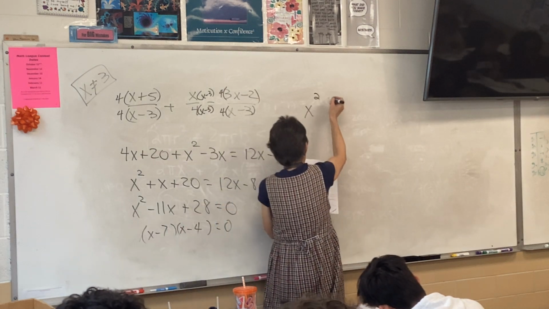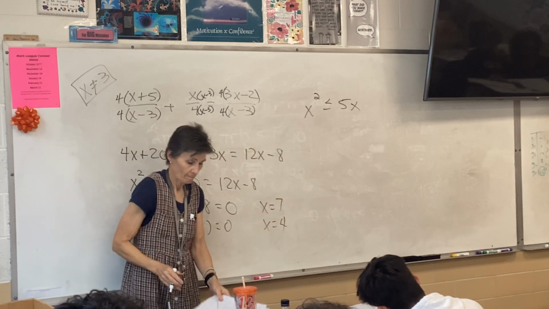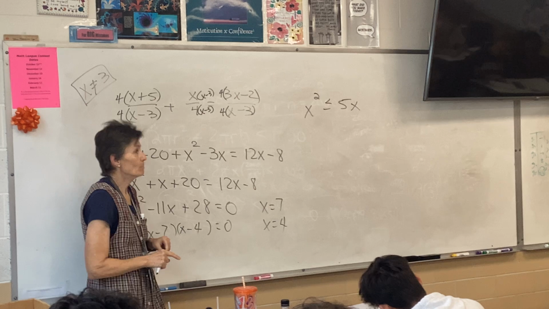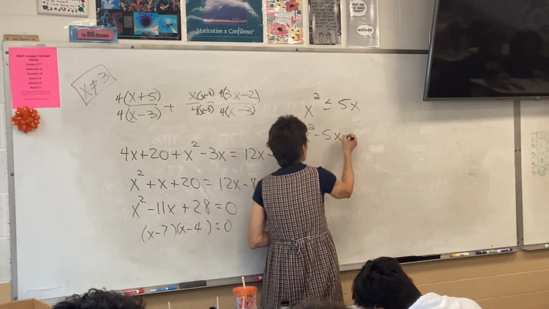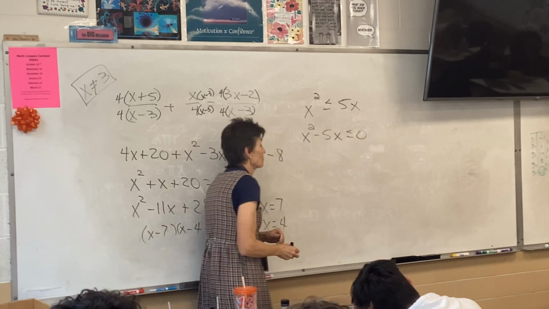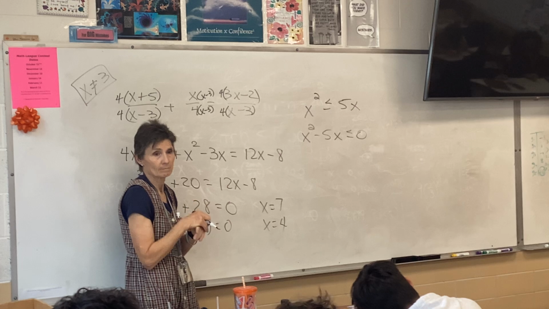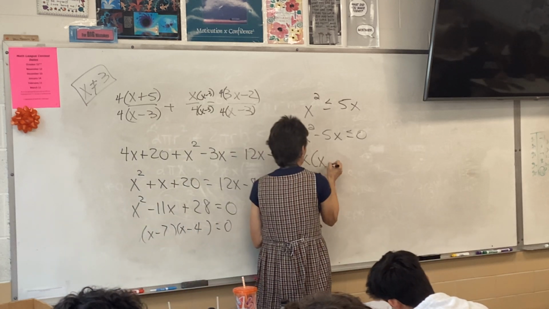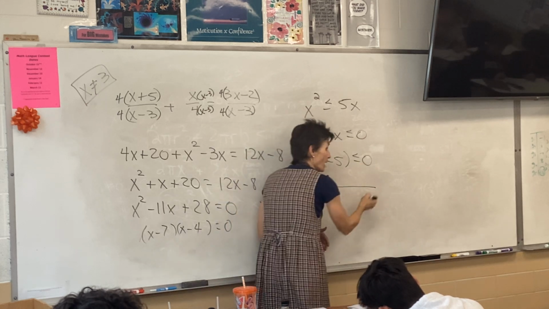Number 2. What do you want to do with this? Move it over. Move it over. So x squared minus 5x. Take an x out. Factor it. Yeah. And then go to your number line.